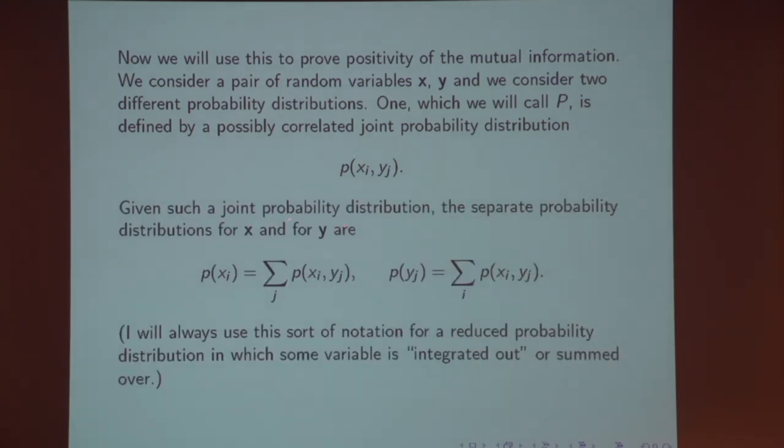Then we could define separate probability distributions if you observe only x or y. So P of x is gotten by summing the joint distribution over y. P of y is gotten by summing the joint distribution over x. We actually already made this operation once before when we discussed conditional entropy. So this is an important operation of integrating out some variables to get a probability distribution for observations of a smaller number of variables.